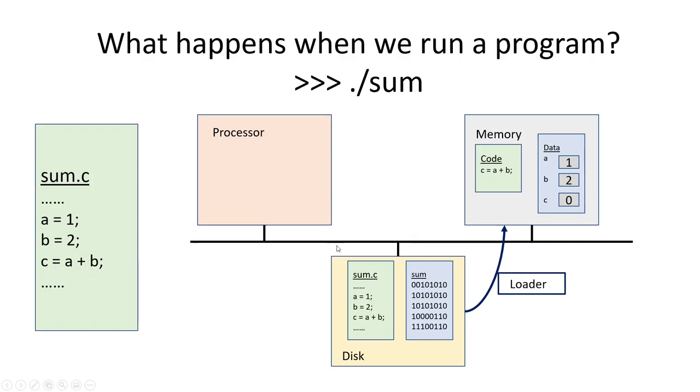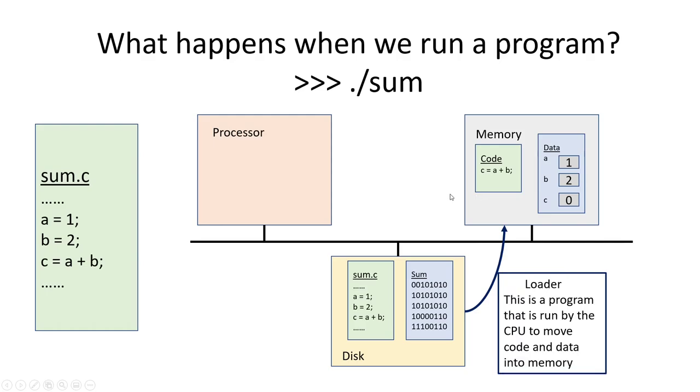So C is equal to A plus B. That's going to go in code. And we'll also have a data section where we're going to store all of the variables and the contents of those variables. Okay. So, all right. The loader is a program that the CPU runs that just moves data from the hard disk to the memory. So it's ready to go.